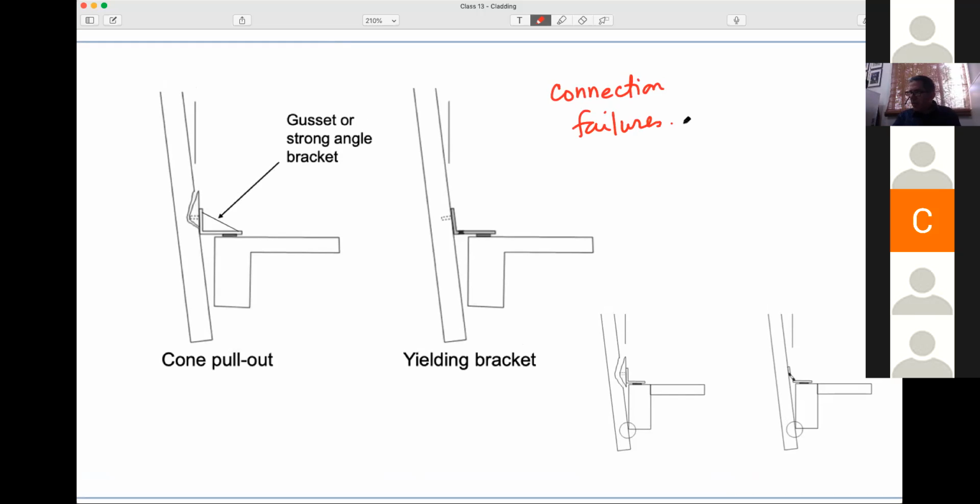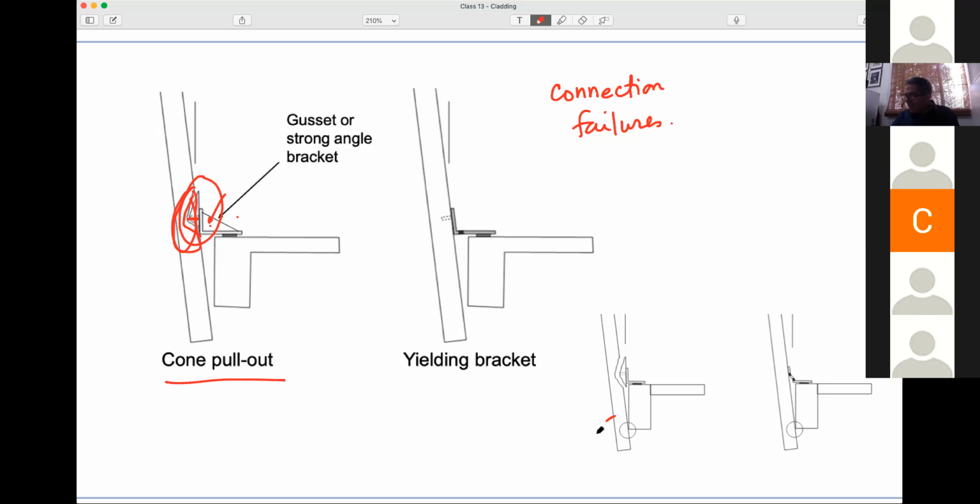And so from a primary point of view, you've got a strong connection down here, something that would be embedded, and you've got something that pulls out here. So this would be a very rigid, very strong connection, and we have a weak link sitting there in our panel. So this is called cone pullout.